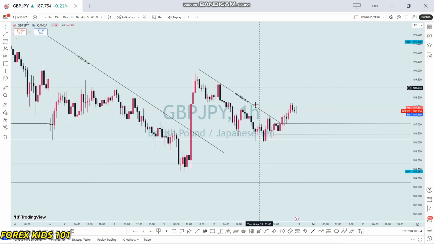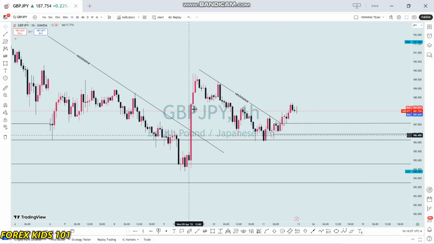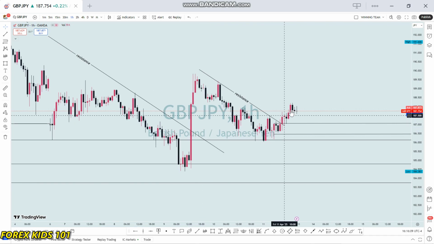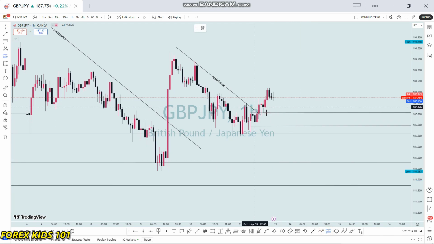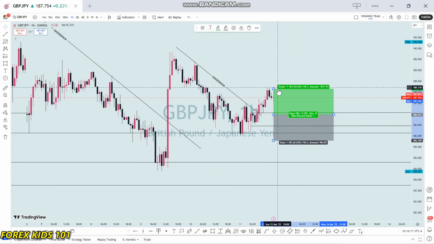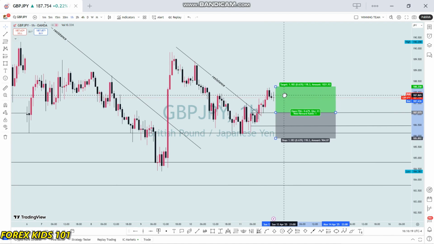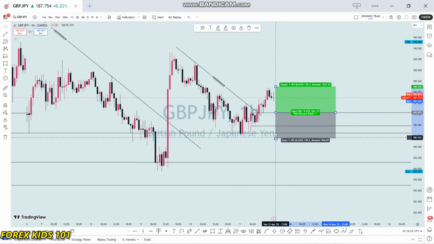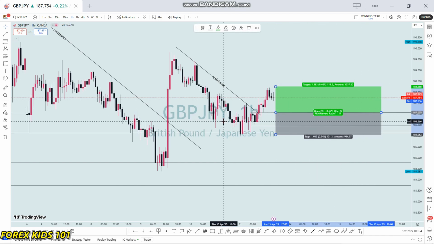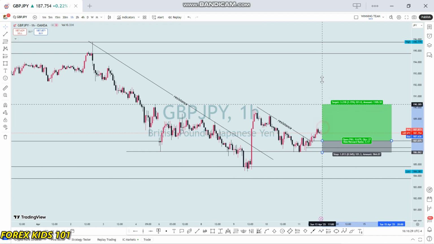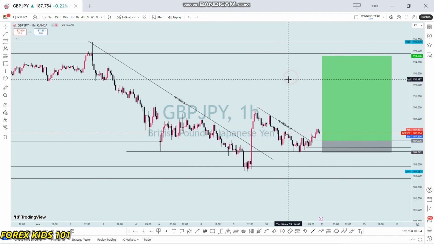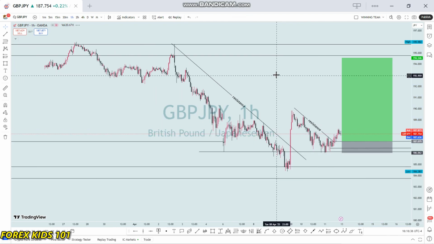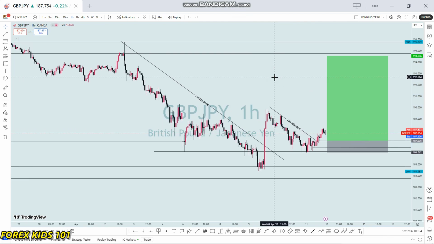Since we have that resistance, we broke above, we came for a retest here, we broke this channel, and we are coming for a retest down here, which means that on GJ going into next week, I'm going to be looking for buys right in these areas. I'm going to look for buys and have my stop loss right below there. Then my target is going to be all the way up there. That's what I'm targeting on GBPJPY for next week. That's my analysis on GBPJPY for next week.